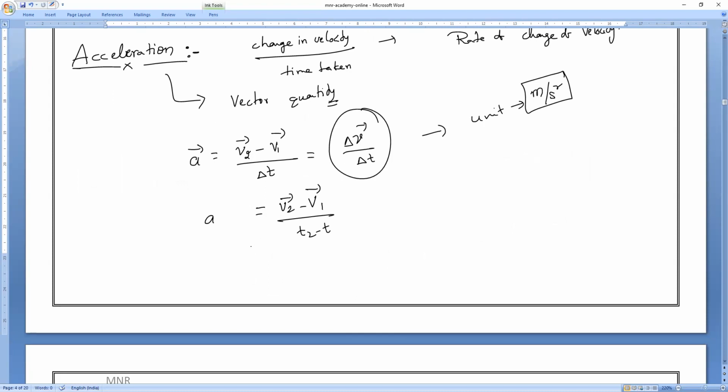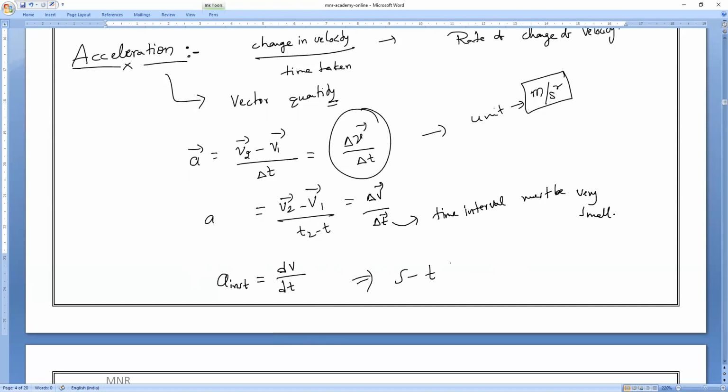And remember, now we are taking instantaneous acceleration. What will come? This one I can write as delta v divided by delta t, but we want the time interval to be very, very small. Then what will happen? Instead of delta v, it will turn into dv by dt, where t is very, very small. Keep that in mind, all of you.